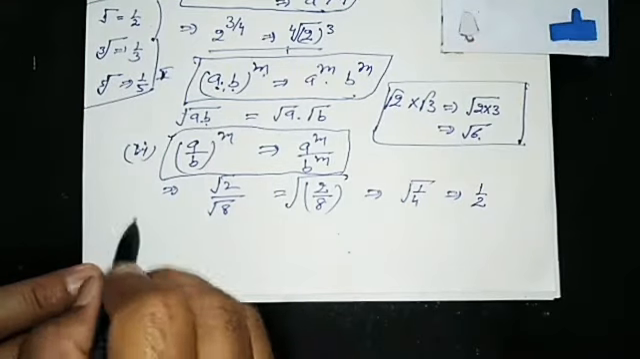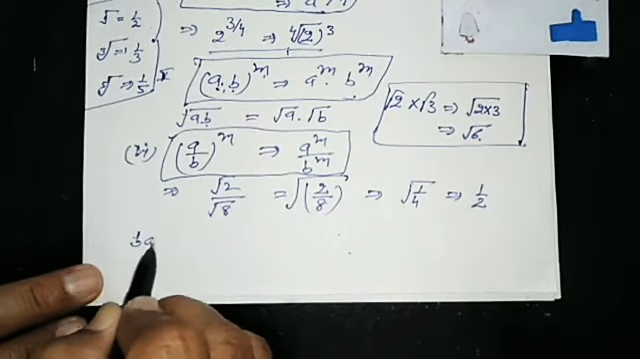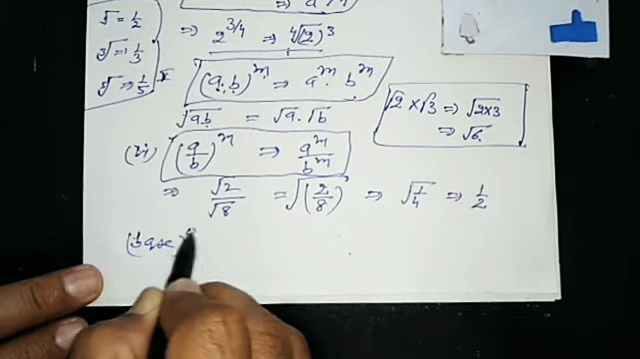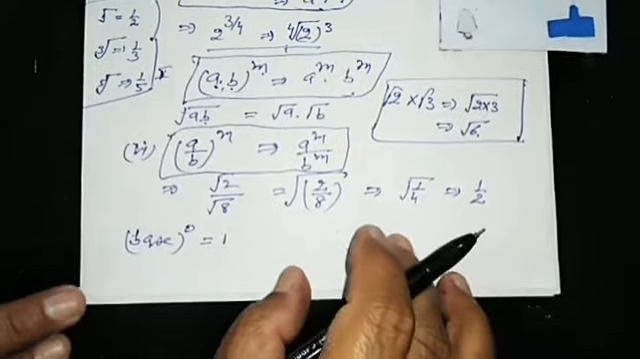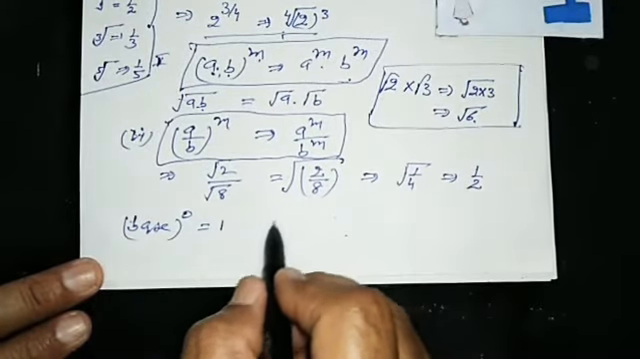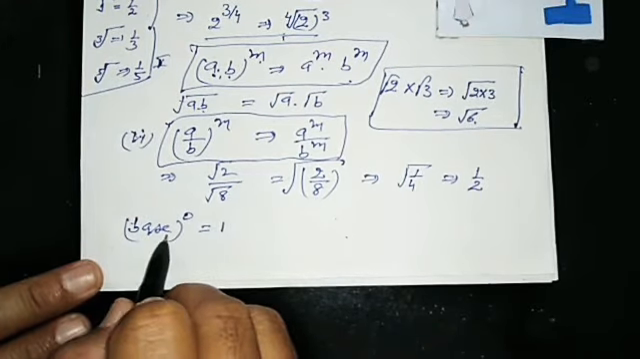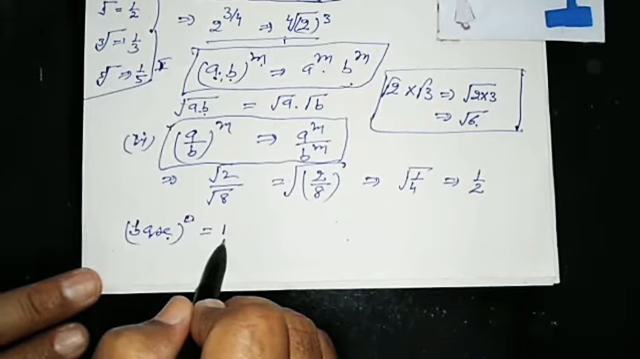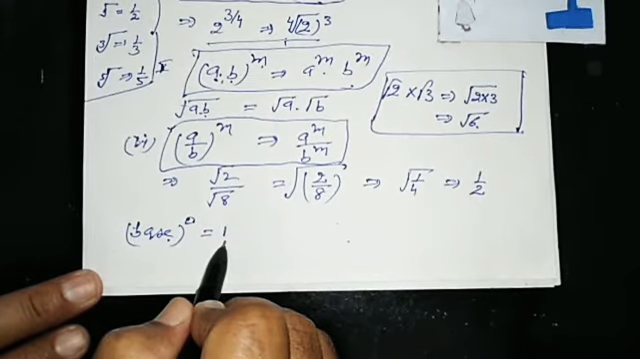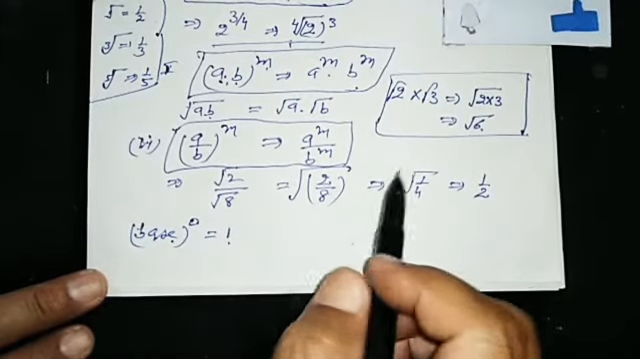Some points you can remember. If any base has power 0, that value is 1. But remember, if the base is 0, then would it be 1? Think about it. You can put your query in our comment box. I will give the answer to that question.